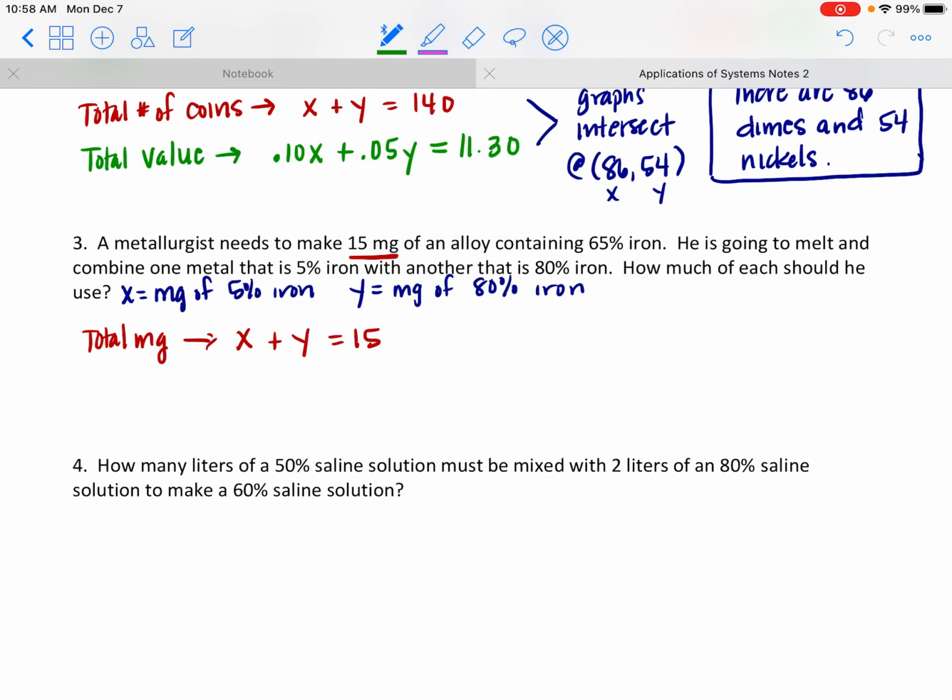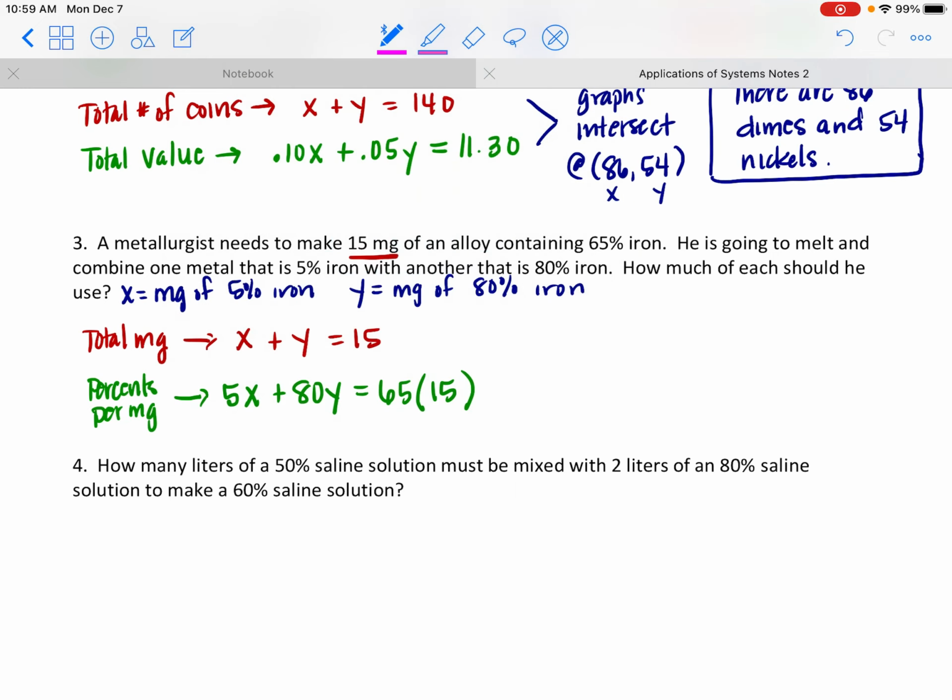And now we're going to put in another equation that contains all of the percentages. Just like we had another equation that had all the values of the coins, here's another equation that has all the percentages. So the percents per milligram for our second equation. The X milligrams was the 5% iron, so it's going to be 5% per milligram of X. And then it's going to be 80% per milligram of Y. And then we have the mixture, which is going to be 65% per milligram of the 15 milligram mixture. And that's the tricky part right there.